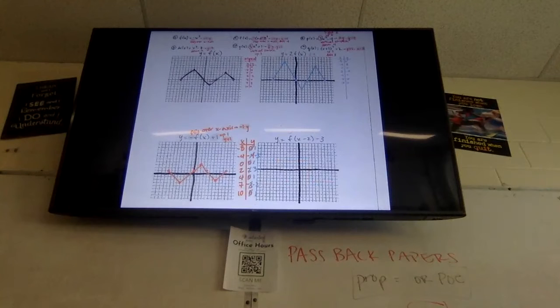Does this kind of make sense? Yes or no? Yes. You have to have something to start with. If I just wrote like this right here, you don't know what to do. You don't know what points you're doing that with, so I have to give you something to start with.